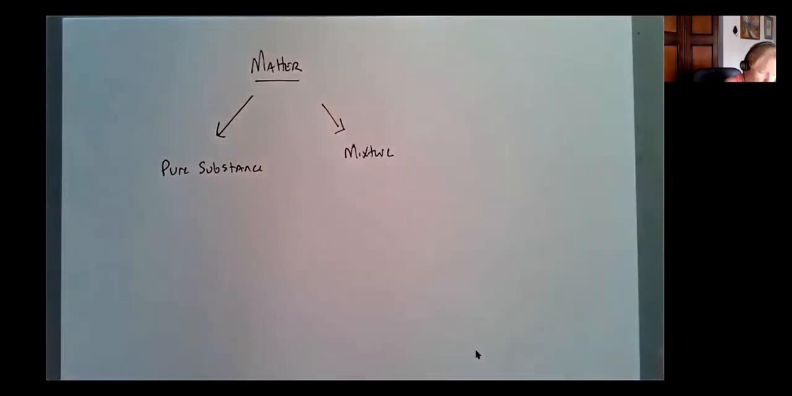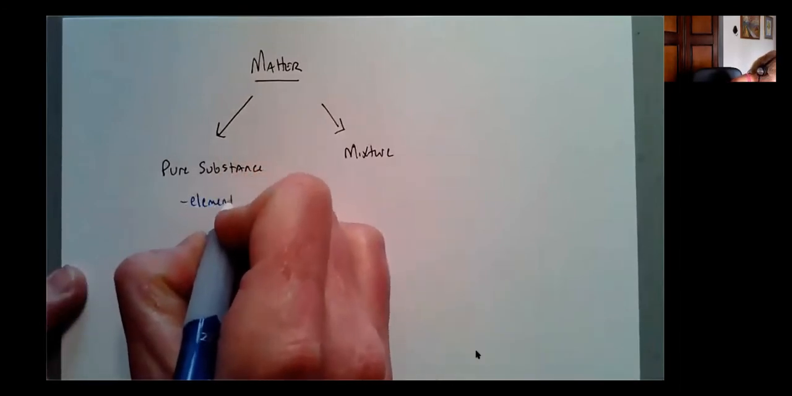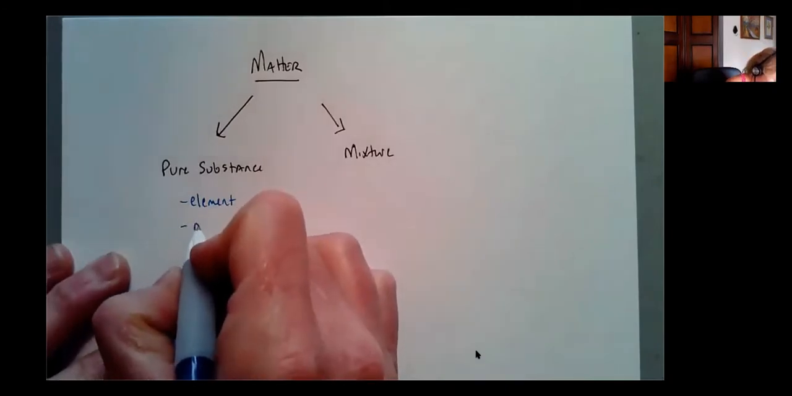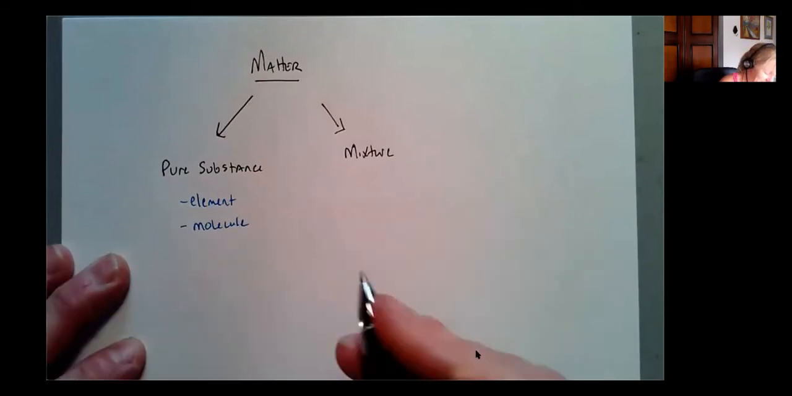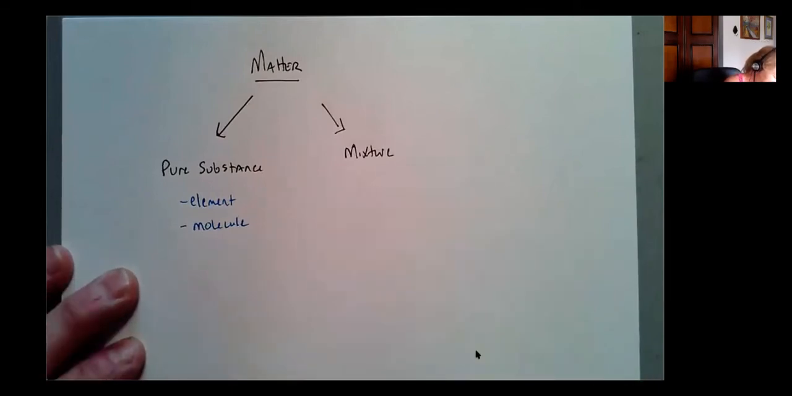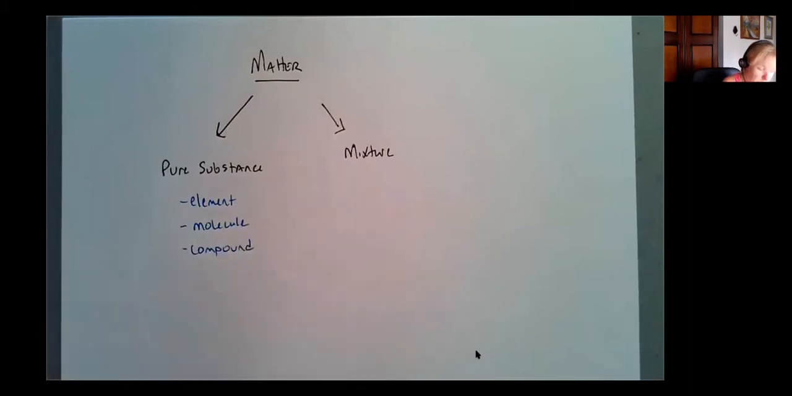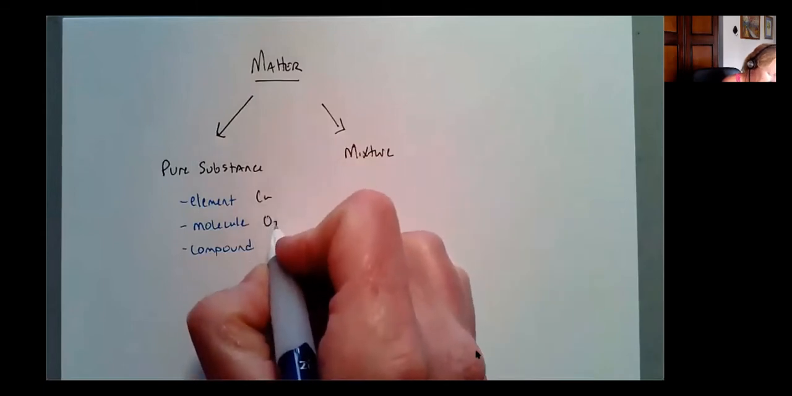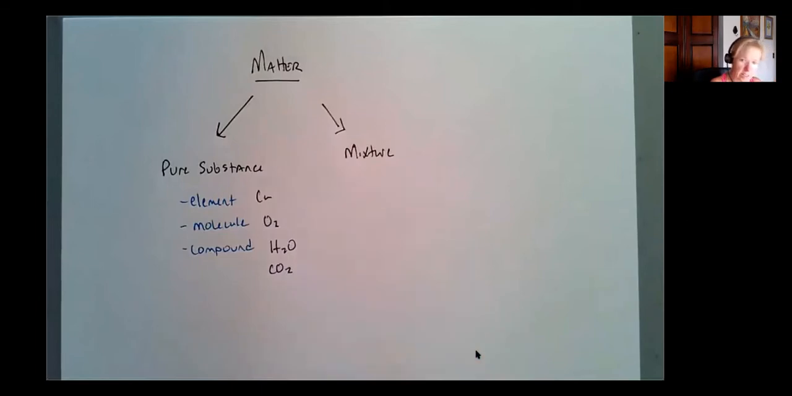And pure substances, remember, a pure substance can be an element, as in copper or nitrogen or oxygen. It can be a molecule, so all your diatomics, O2, and it can be a compound. So all those would be pure substances. An element would just be like copper, metal. A molecule might be O2, and a compound might be water, carbon dioxide. Those are all considered pure substances.